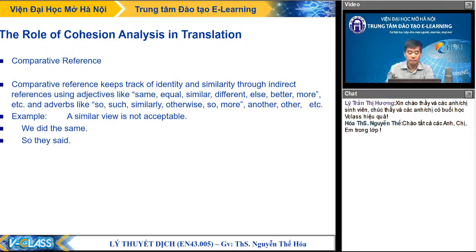For comparative reference, we should learn some of the words that are often used here: the same, equal, similar, different, else, better, more, etc. I think you should learn them by heart.